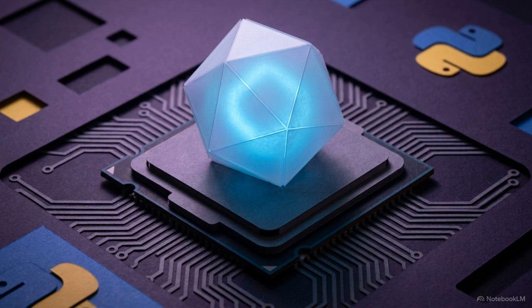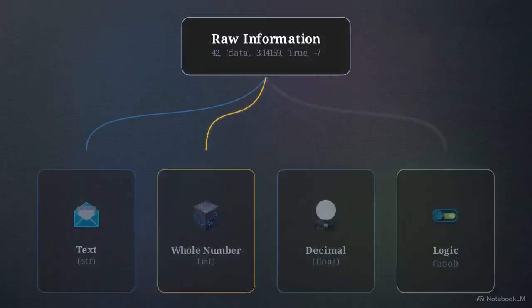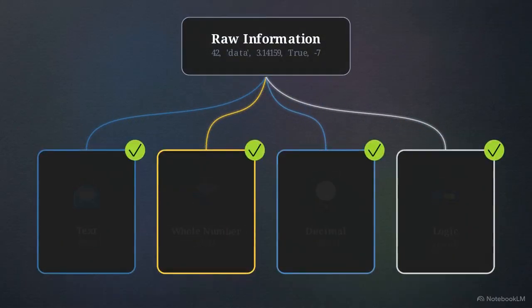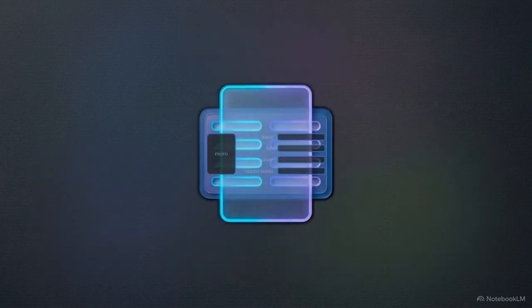Before a computer can assemble a profile like that, it needs to know the specific shape of the information we are giving it. Data types are simply the categories that tell Python how to safely store and work with our information. Here is our blank digital ID card. Right now, it has 4 distinct fields that are empty and waiting for data.